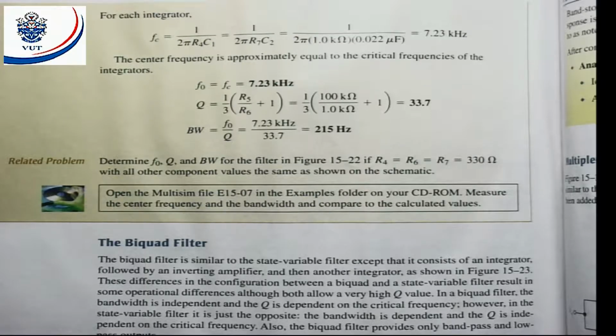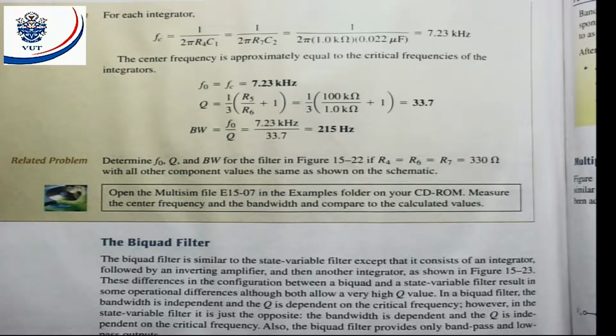Right, if we have a look, FC, my critical frequency, we work that out, get a value of 7.23 kilohertz. They say that center frequency is approximately equal to the critical frequency of the integrators. That's why we can say FO is equal to FC, and that's also equal to 7.23 kilohertz. The Q factor, you can see we've got a fairly high Q factor. We've got a Q factor of 33.7. That indicates also quite a narrow band filter. All right, not a wide band, but a narrow band. The bandwidth is equal to 215 Hertz.